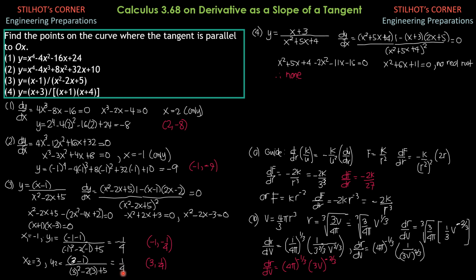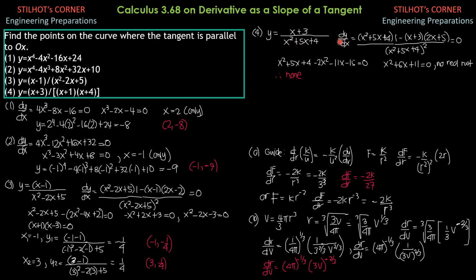So therefore, the second point is (3, 1/4). Then we proceed to number 4. Before we differentiate number 4, we expand the denominator. This is quadratic: x squared, 4x plus x is 5x, then 1 times 4 is 4. So therefore, that is equivalent to y equals (x plus 3) over (x squared plus 5x plus 4).